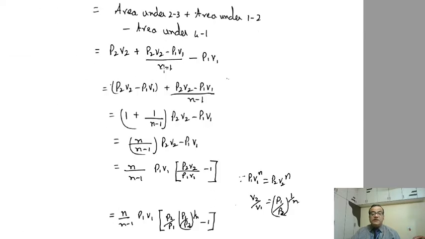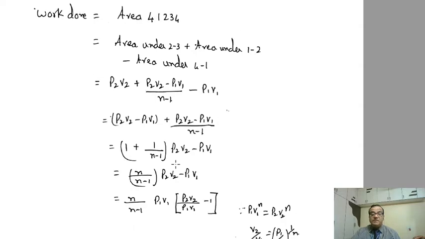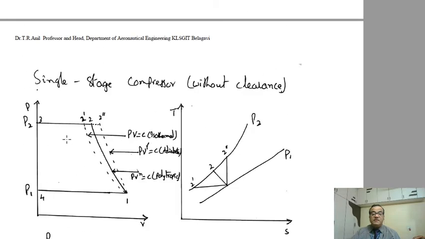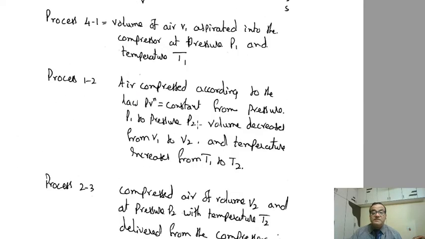Now we'll do the derivation for work done. So when we say work done, you need to take the PV diagram. So PV diagram here is this. Work done is area 4, 1, 2, 3, 4. So work done is area under 2, 3. You can just see here, area under 2, 3 is this.